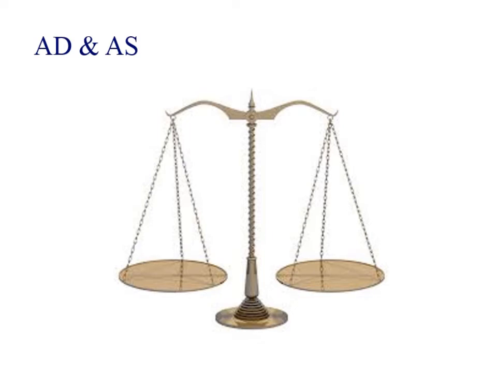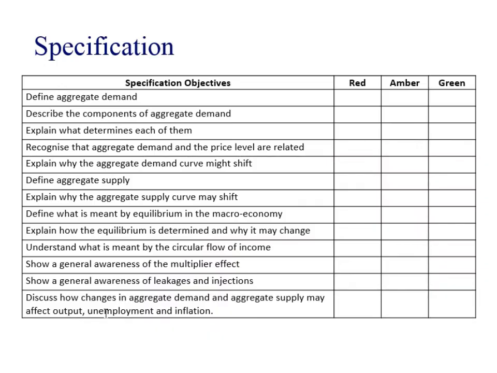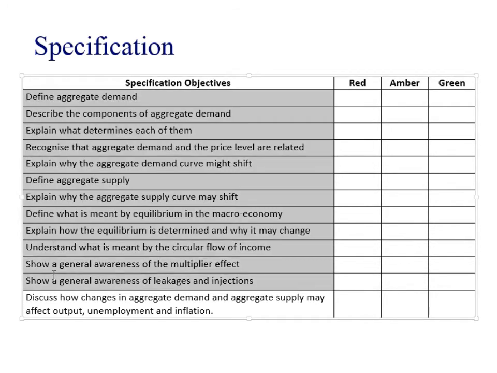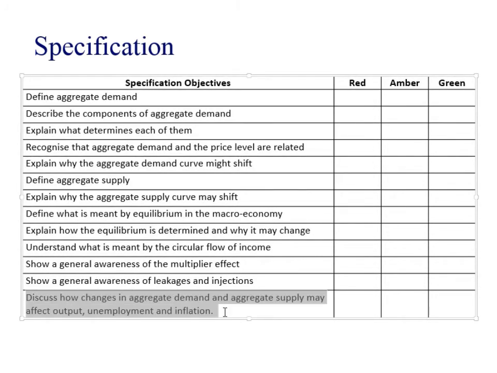Bringing AD and AS together now, all we're looking at, we've done all of these in previous presentations, the AD and the AS presentation, just looking at how changes in aggregate demand and aggregate supply affect output, unemployment and inflation. We're specifically looking at how we can represent economic growth, inflation, unemployment and changes in the current account of balance of payments.